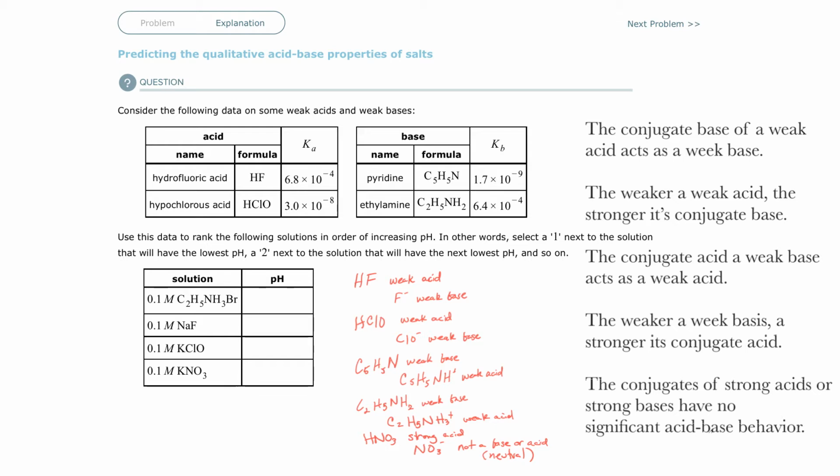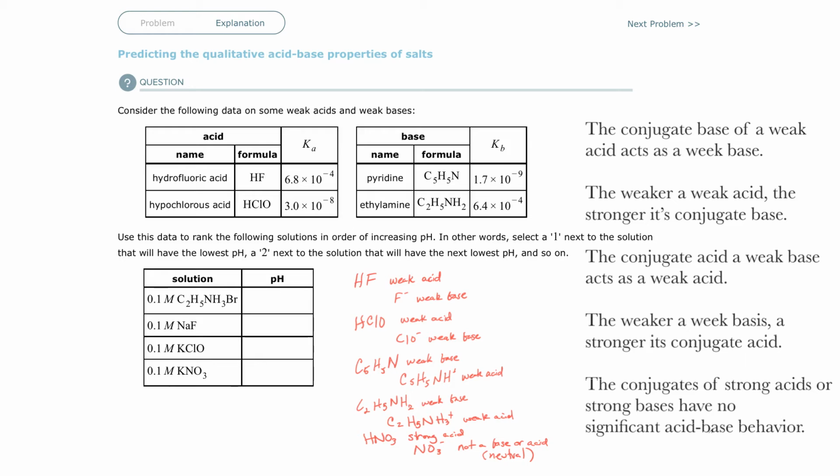So let's say you have a weak acid. The stronger the weak acid, the weaker the conjugate base. The more likely it is to throw the hydrogen away, the less likely it is to catch it back, because it wanted to give it away in the first place.